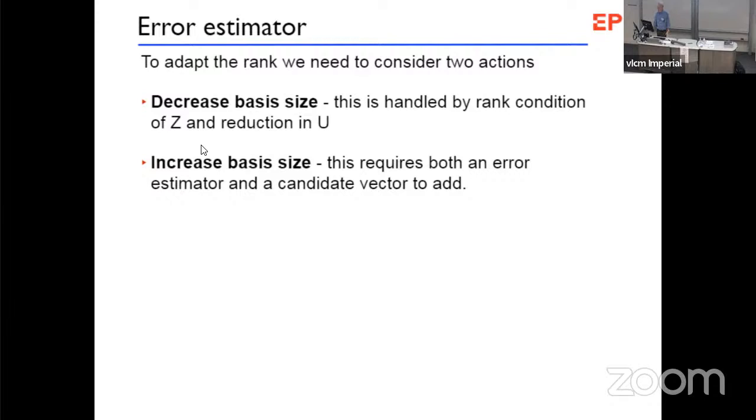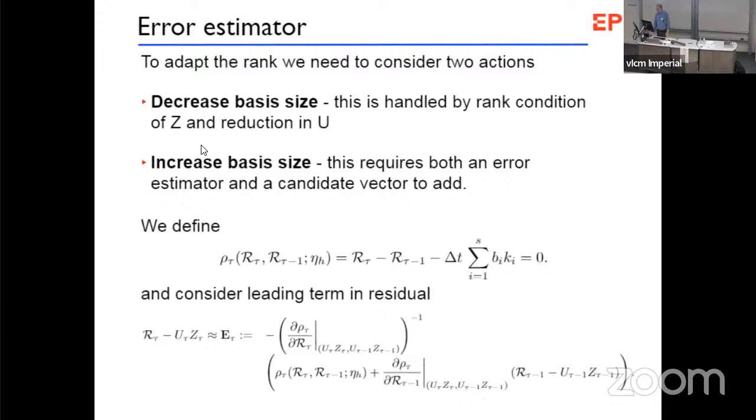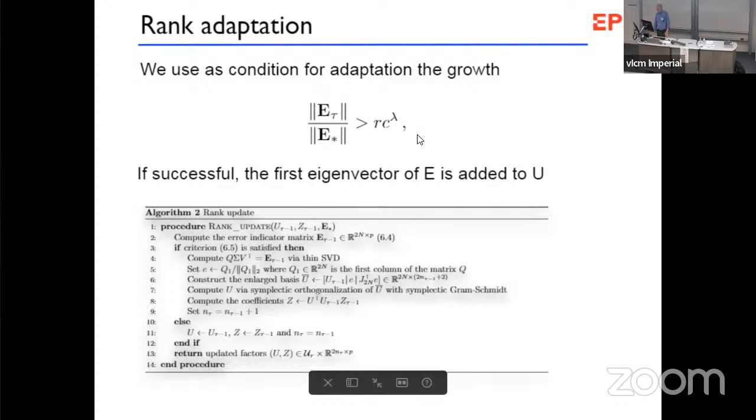Right. So the way that we do it is by looking at the residual. You can define here an identity from the Runge-Kutta method. It looks like this. And then look at the error in the residual. So you now get an error matrix. And then we simply have a criterion: if the norm of it exceeds a certain number as you go from one step to the other, then we claim that this is the error indicator, certainly not an estimator. An indicator tells you you need to do something. And what do you do? You take the leading eigenvector of the matrix E, which is the leading error component, and you add that to your basis. That is your new basis vector. And then you go forward.